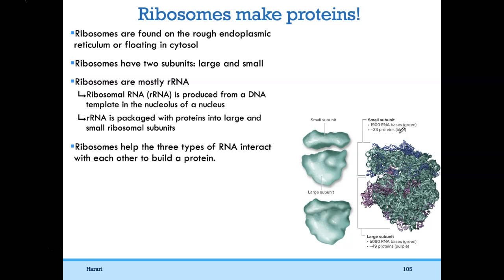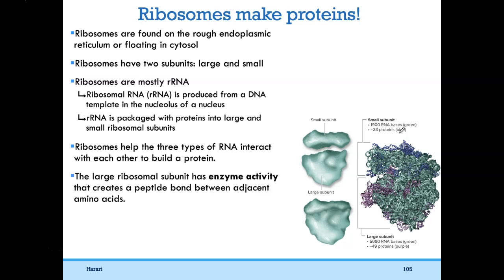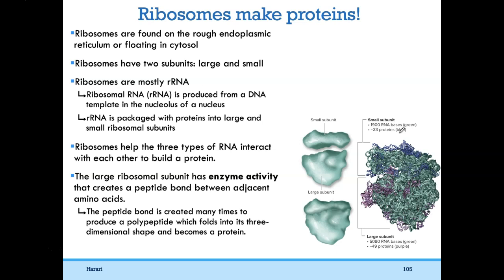The ribosomes will help the three types of RNA interact with each other in order to build a protein in translation. So the rRNA of the ribosome will help the mRNA interact with the tRNA. So all of these RNAs are coming together in order to make proteins. The large ribosomal subunit specifically has ribozyme activity that could create a peptide bond between two adjacent amino acids. And the peptide bond is created many times to produce a polypeptide that can have hundreds and hundreds of amino acids. And it will then fold into a three-dimensional shape to become a protein.